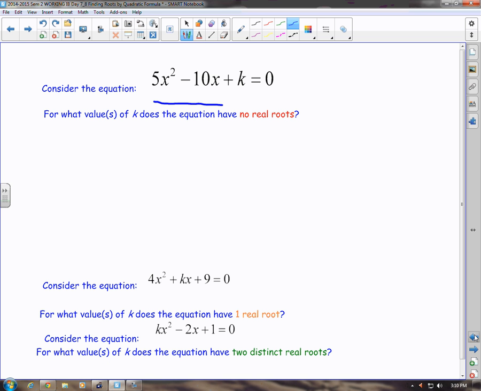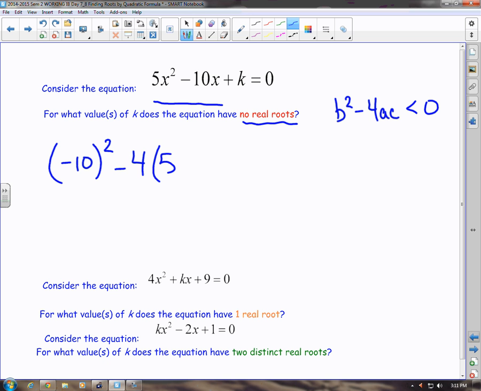Okay, so at what point on the sort of positive side does this sort of kick in? Well, all we do is we use the discriminant, right? So to have no real roots means that our b squared minus 4ac has to be negative, right? Has to be less than 0 because we can't take the square root of that negative number. Okay, so let's substitute those in there. So what's b? Well, b is negative 10 minus 4 times a is 5 times c is k, and we want that to be less than or equal to 0.